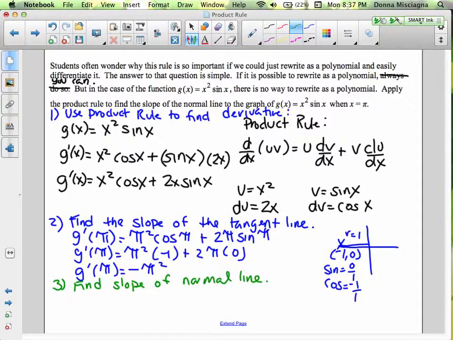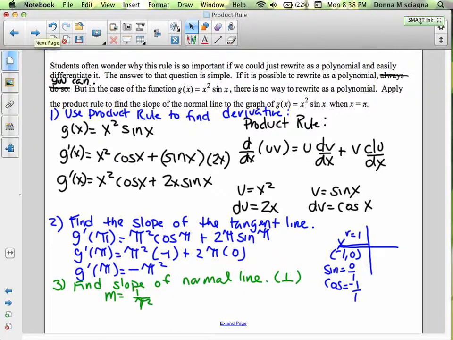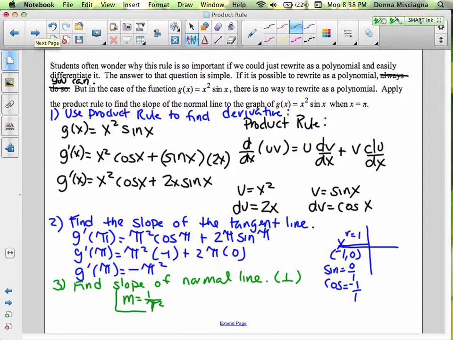And just remember that they are perpendicular. Right? And so perpendicular lines, they're reciprocals of one another, and the sign's the opposite. So our slope is not going to be negative anymore, it's going to be positive. And if I make it the reciprocal, the pi squared is in the denominator. So our slope for the normal line is just 1 over pi squared. Leave it like that. Leave exact answers, right?